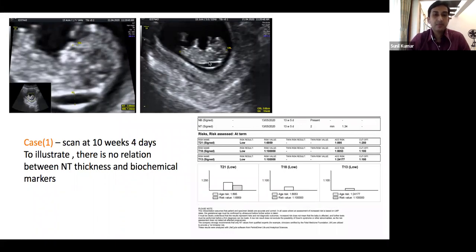So for this baby, we waited till 11 weeks and the double marker study was done. Double marker study: trisomy 21, low risk, that is 1 in 6,959. Trisomy 18, 1 in more than 1 lakh. Trisomy 13, also more than 1 in 1 lakh. So all are low risk. So what to do? But thickened NT.